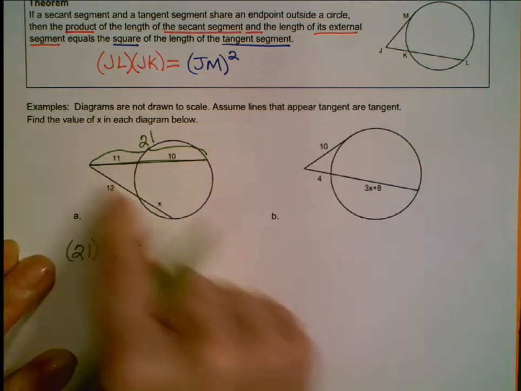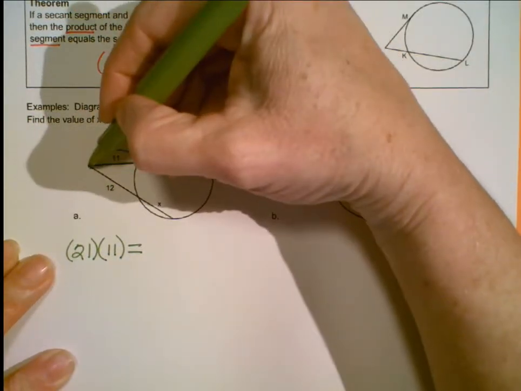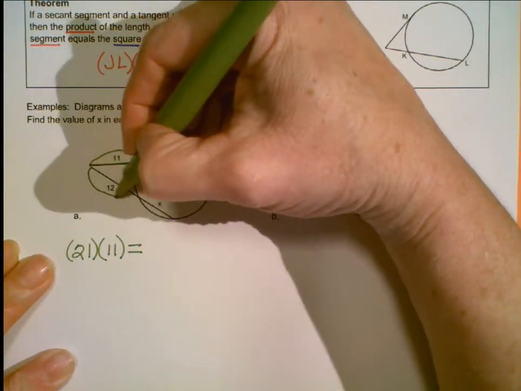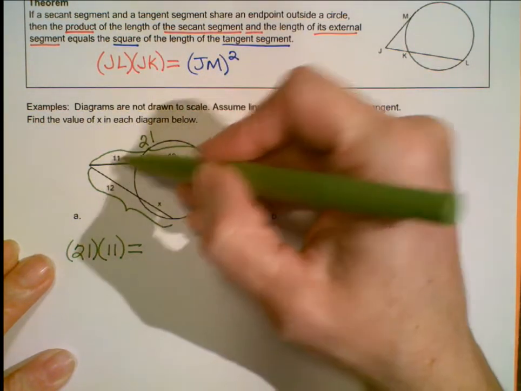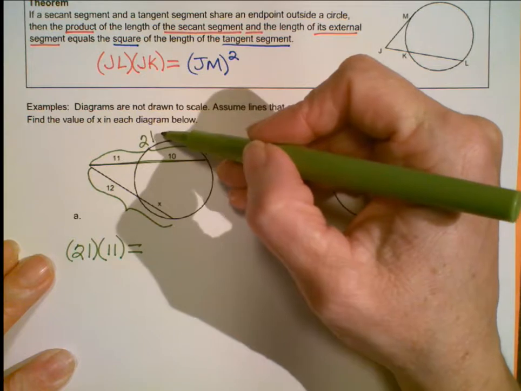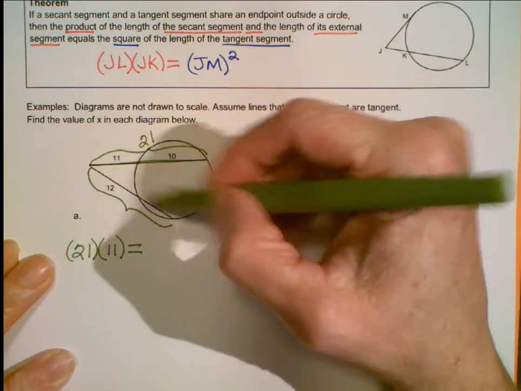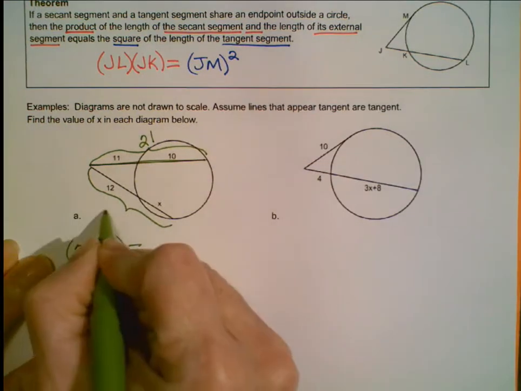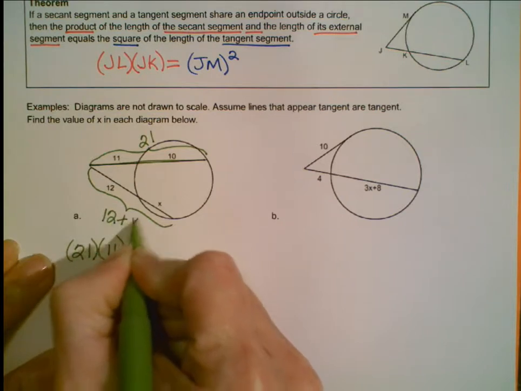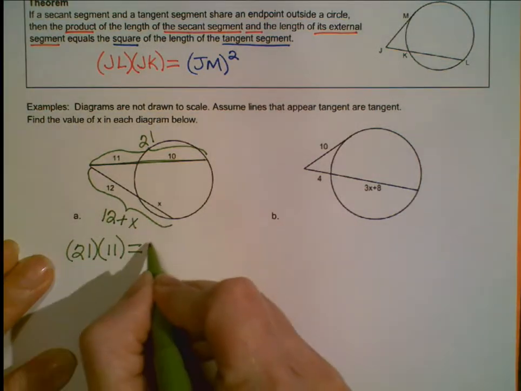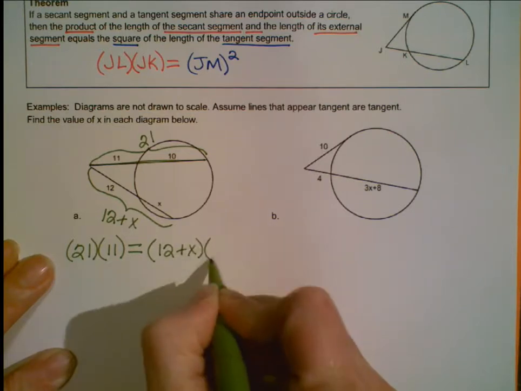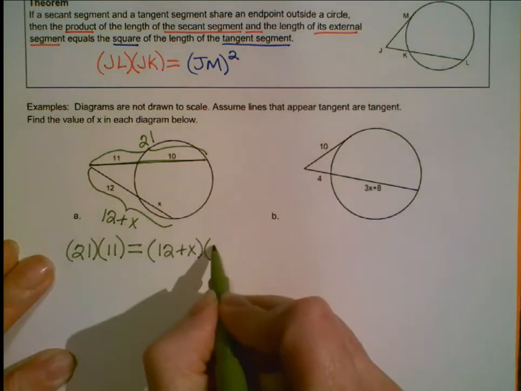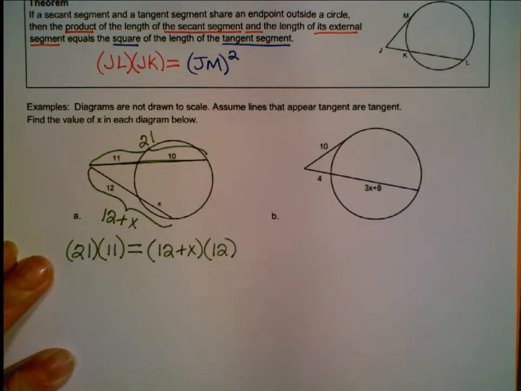Equals, now let's deal with the other secant. The entire length in this case has to go from this 12 all the way to the other end of the x. Here we added these two parts together, 11 plus 10 produced the 21. In this case, 12 plus x, I can't simplify that at all, so I'm going to leave it as 12 plus x. So I take the length of the entire secant times the outside part, and the outside part in this case is 12. And by outside, remember we're talking about outside the circle.